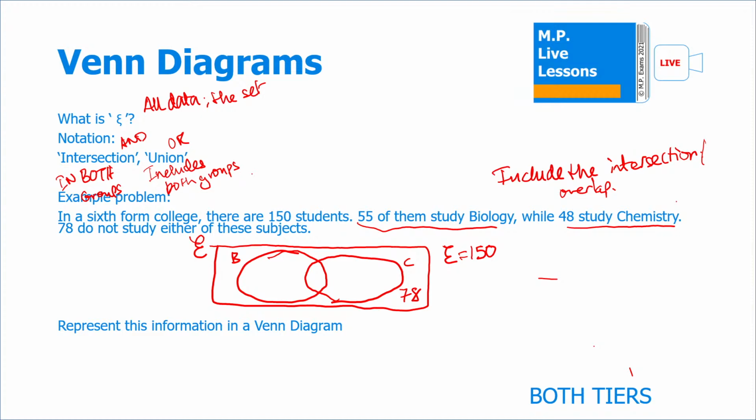So we've got 78 that don't study either of these subjects. Then we have 150 minus 78, 72 people that study just biology, just chemistry or both? Because if we just count this biology, that includes the overlap, and the chemistry also includes the overlap, so it overlaps kind of twice. So there's a rule for this.